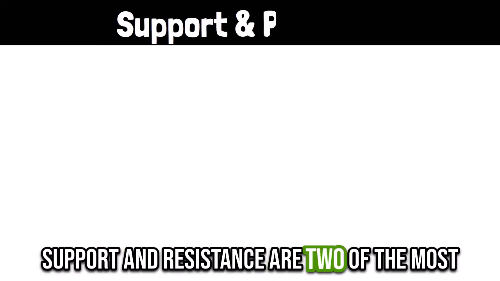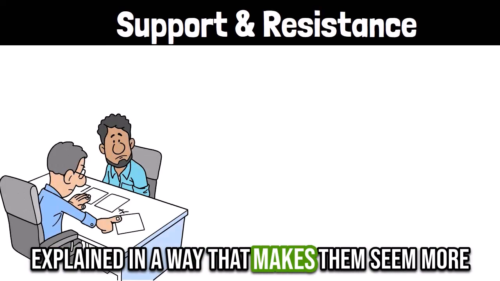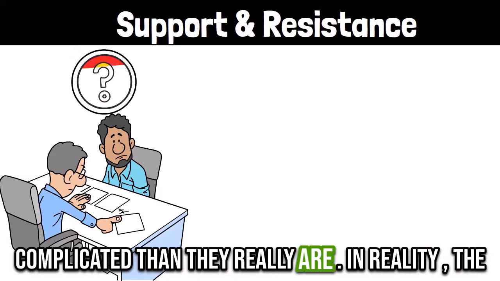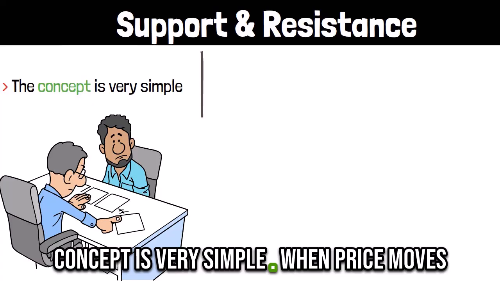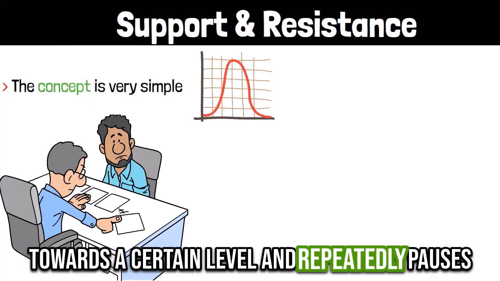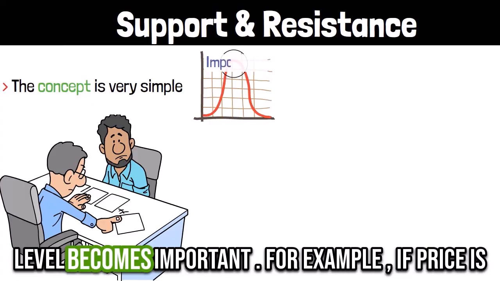Support and resistance are two of the most important ideas in trading, but they are often explained in a way that makes them seem more complicated than they really are. In reality, the concept is very simple. When price moves towards a certain level and repeatedly pauses without continuing past that level, that price level becomes important.